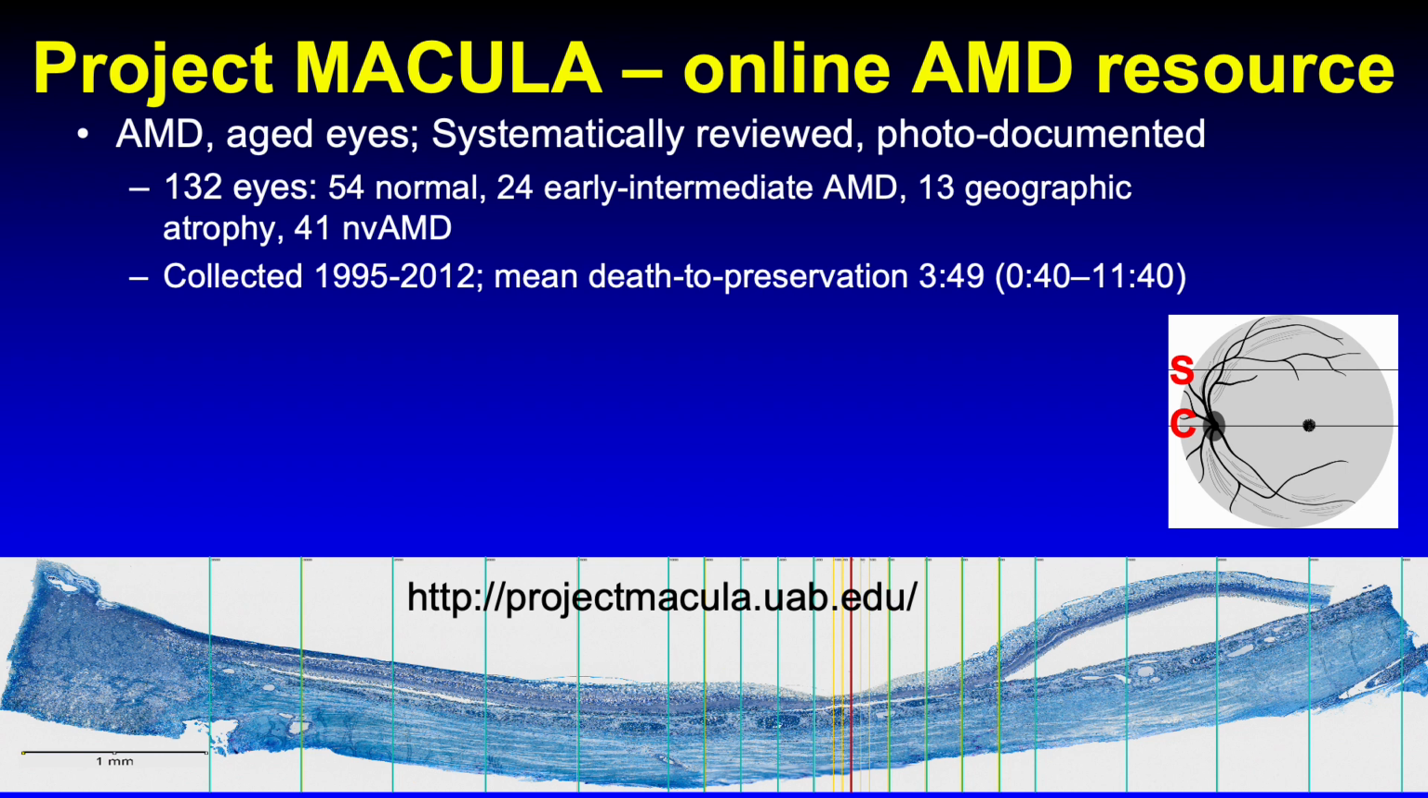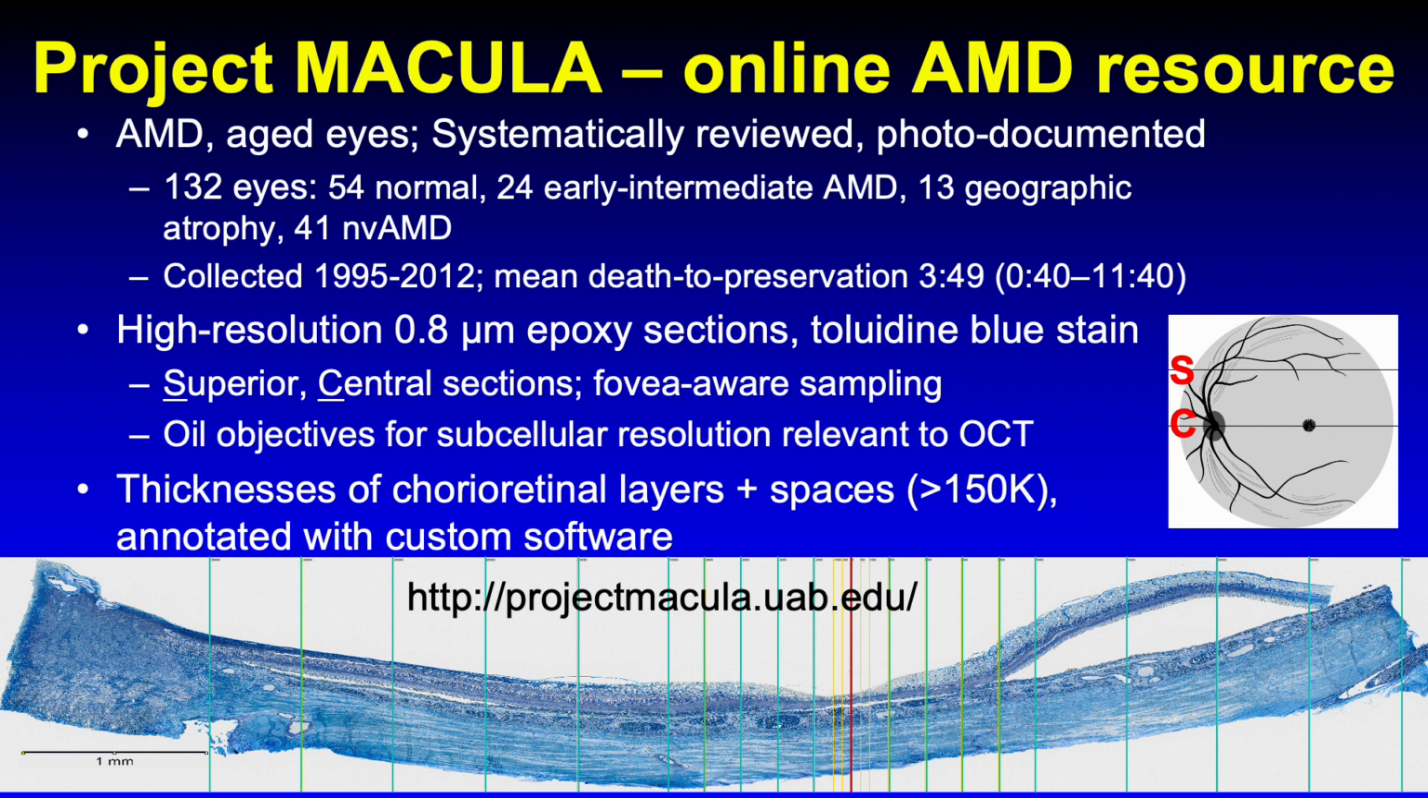To investigate the AMD deposits, we created a website of AMD pathology called Project Macula with 132 postmortem eyes collected over 14 years. They were processed for high-resolution histology and electron microscopy preparation viewed by light microscopy. Sections through the fovea and superior perifovea were systematically reviewed and photodocumented. Thicknesses of chorioretinal layers and contents of the subretinal and sub-RPE spaces were measured and annotated at predefined locations shown below.